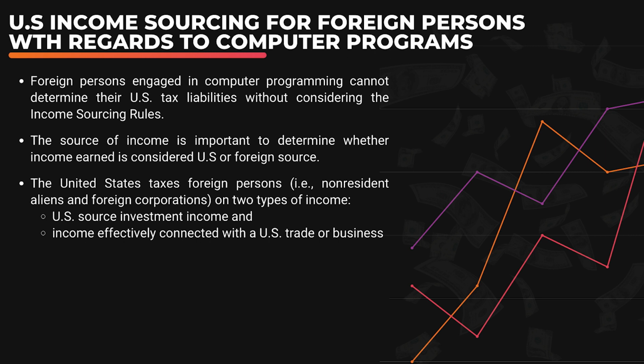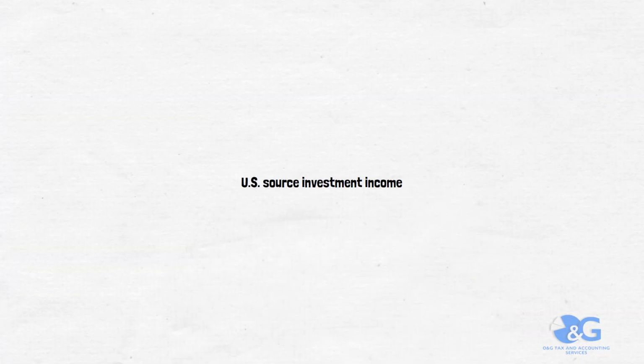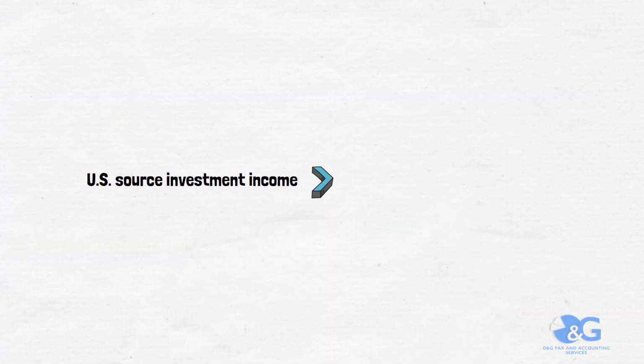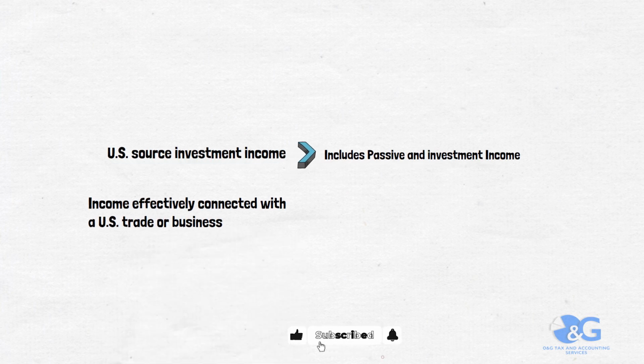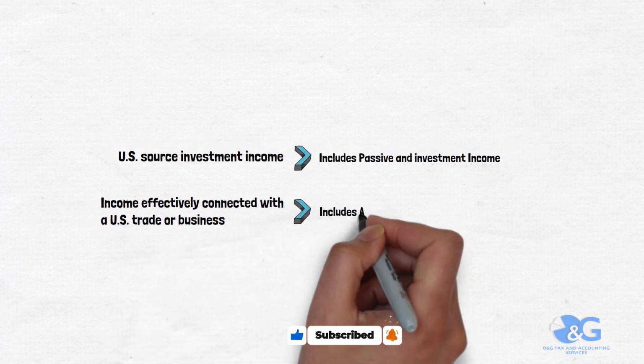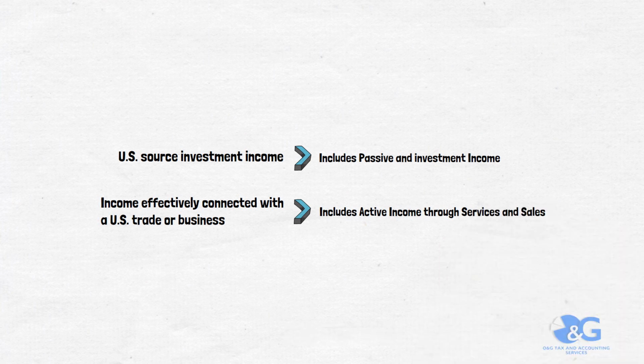Source investment income, and number two is the income that is effectively connected with U.S. trade or business. Now, the difference is that U.S. source investment income also includes passive income or any type of investment income. And the income that is effectively connected with U.S. trade or business is also your U.S. source income, but it relates more to active income. Income that you make when you perform active services or you make sales or provide services in that manner. So these are the two groups of income in which a foreign person can be taxed in the U.S.